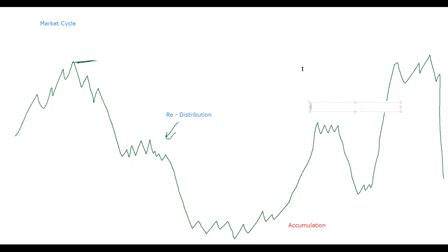It's like the water cycle, right? Price goes up, comes back down, goes through the earth, and comes back up, right? It's the exact same thing, only that this is price moving up and down. This is liquidity moving up and down.